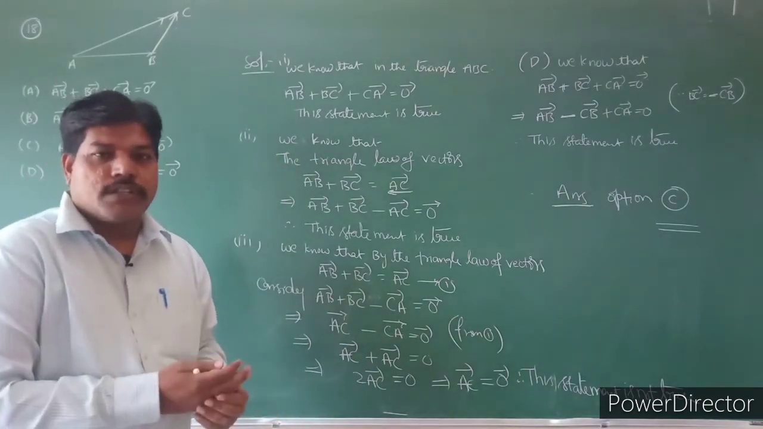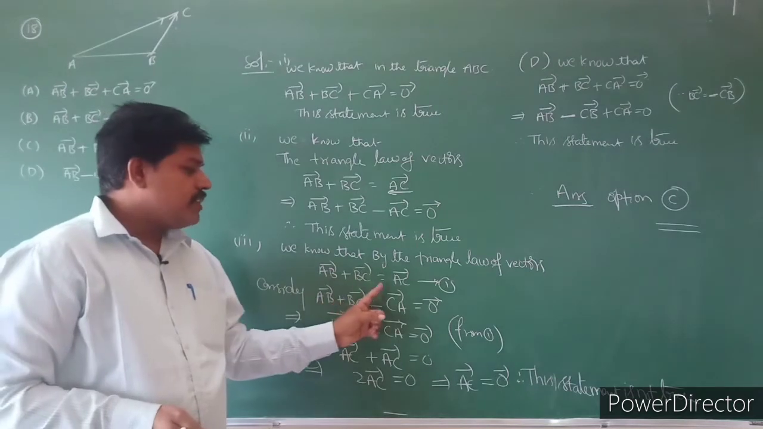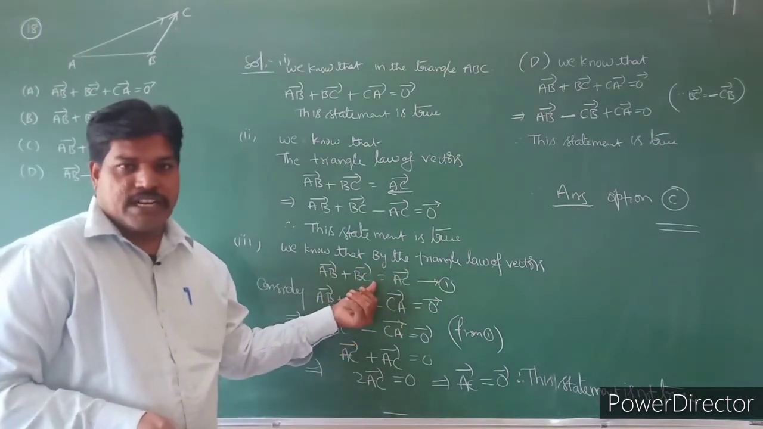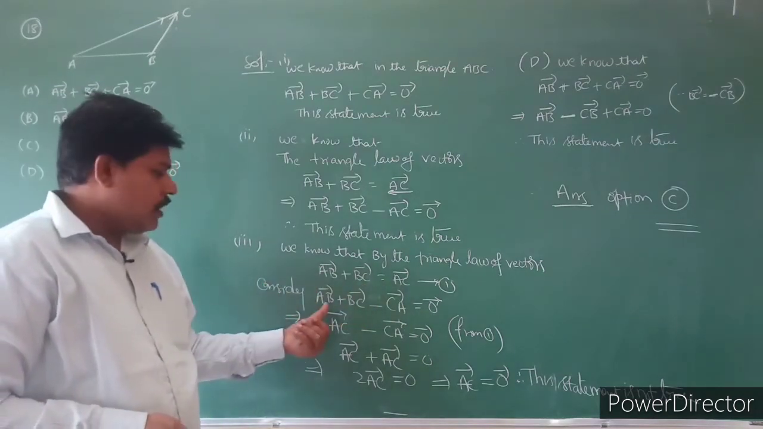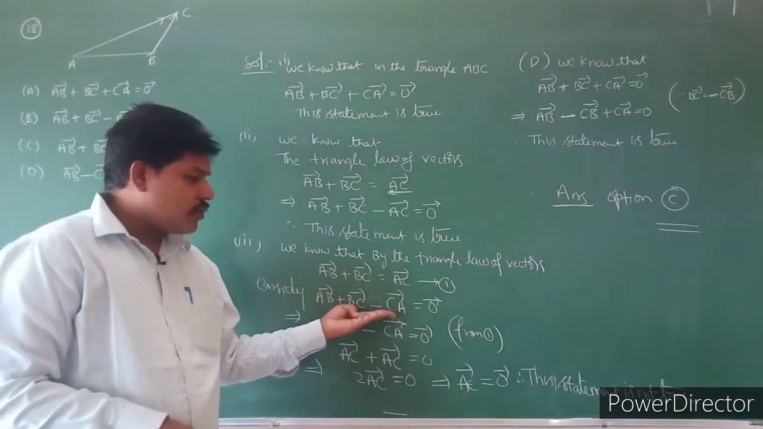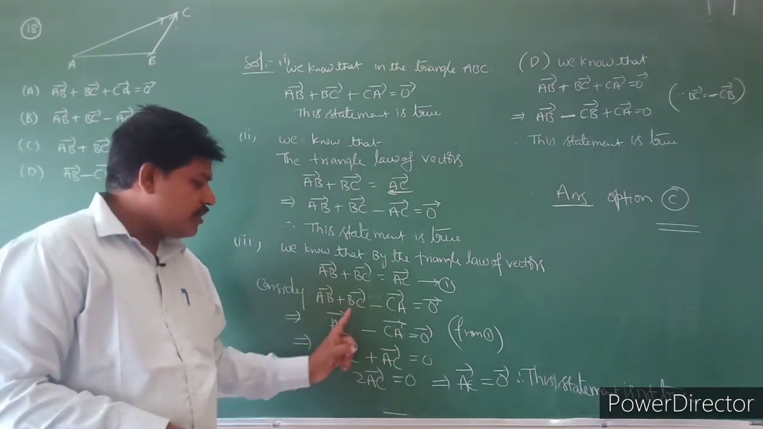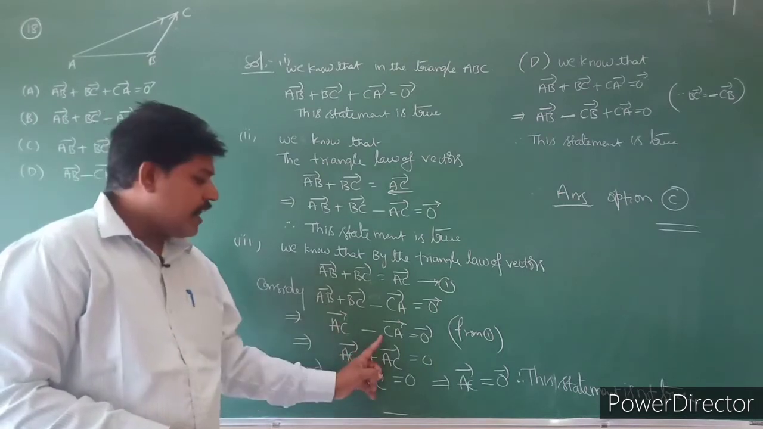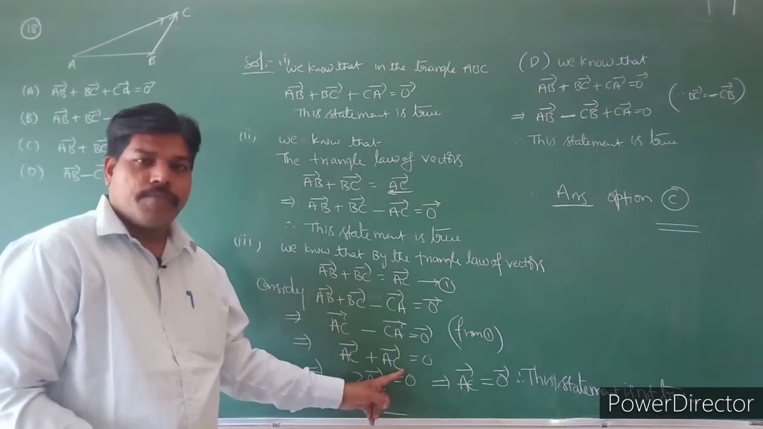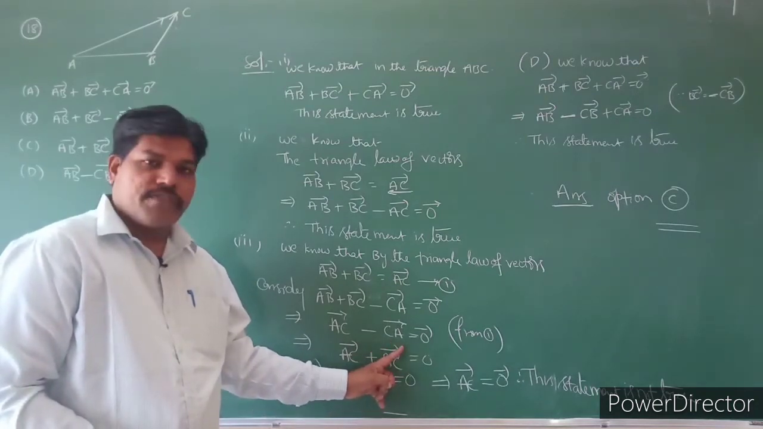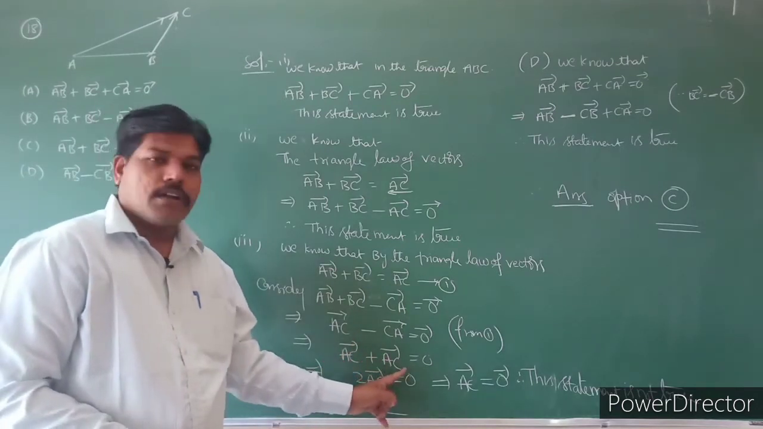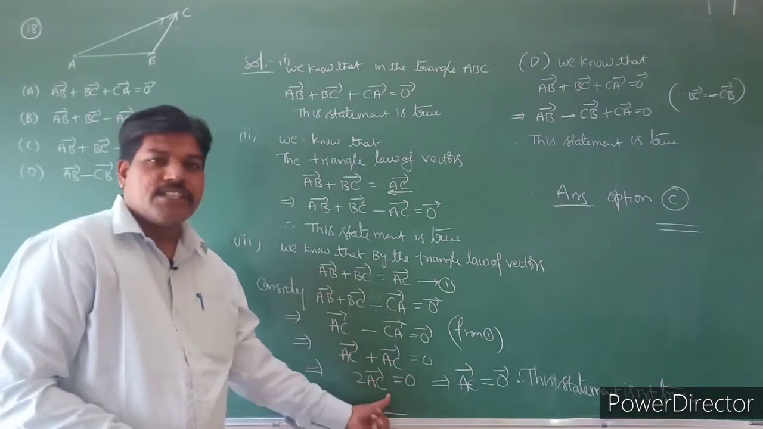So observe option 3. AB plus BC is equal to AC from the triangle law of vectors. Already you know this condition. I will use this condition in the given problem. AB plus BC minus CA is equal to 0. This statement is given already. If this is true, I continue: AB plus BC value is nothing but AC bar minus this CA bar. You can change the direction, it will become AC bar. Yes or no? If you change the direction of this vector, it will become minus. Already minus is there, it will become plus. So AC bar plus AC bar will become 2 AC bar.